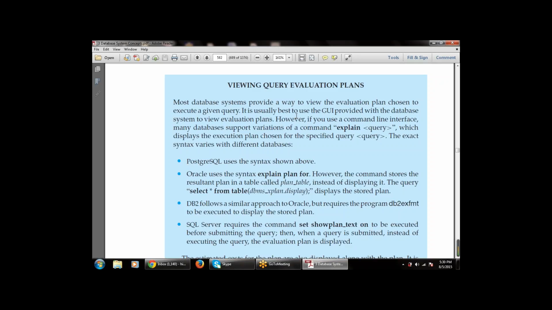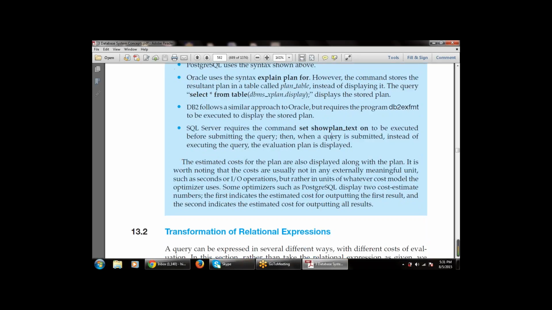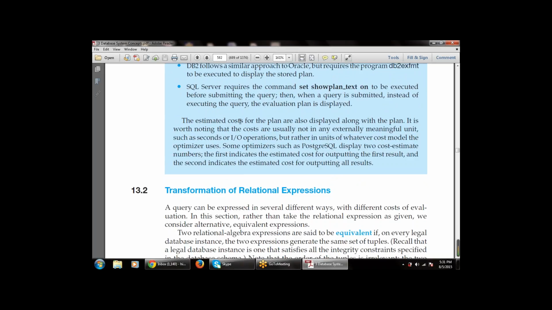So what is the exact sequence? PostgreSQL uses the syntax shown above. Oracle uses the syntax explain plan for. So PostgreSQL uses explain query, then Oracle uses explain plan for, that is a different syntax. Then DB2, that is Database 2, follows an approach similar to Oracle but requires a program DB2 to be executed to display the stored plan. Then SQL Server requires the command set showplan_text on. The estimated cost for the plan is also displayed along with the plan.